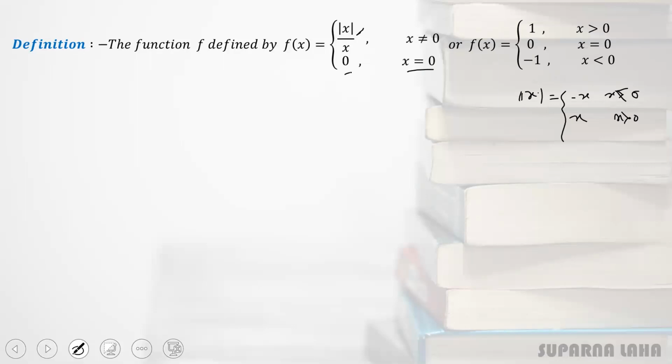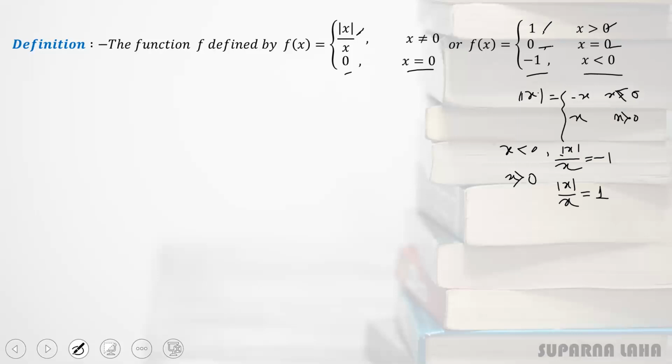So mod x is equal to minus x for x less than 0. So for x less than 0, what is mod x upon x? This is minus 1. And for x greater than 0, what is mod x upon x? This is 1, since x by x is 1. So for x greater than 0, it is 1. And for x equal to 0, it is 0.